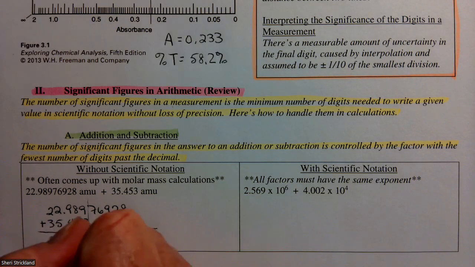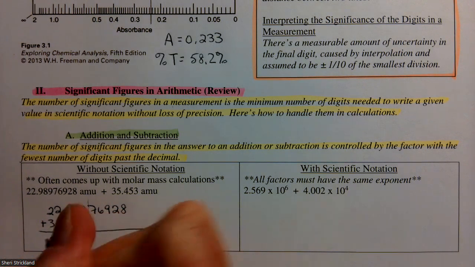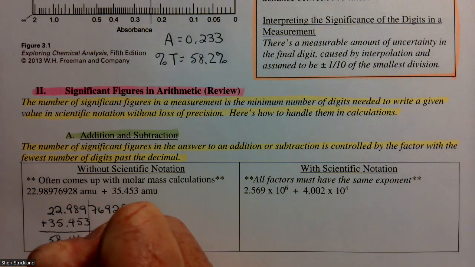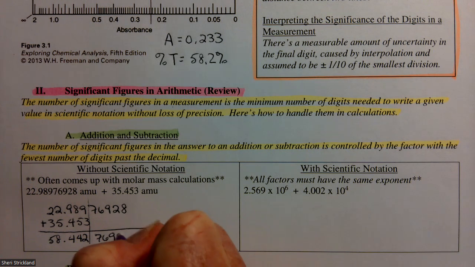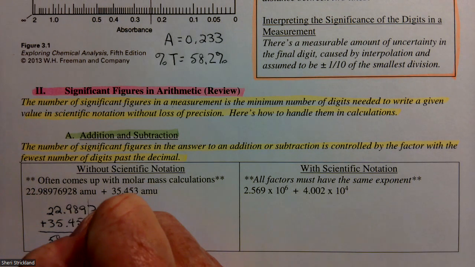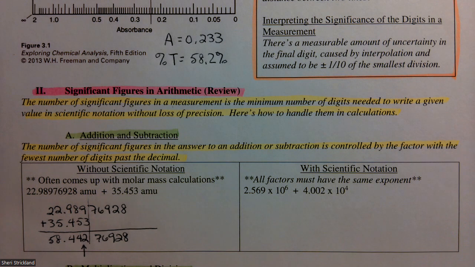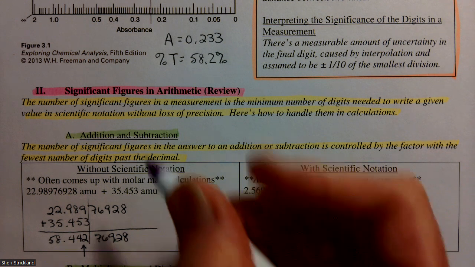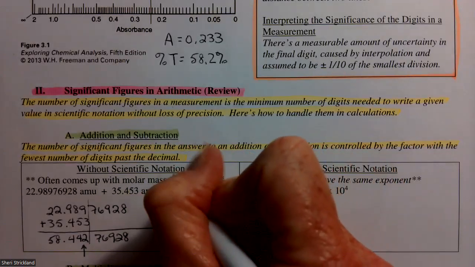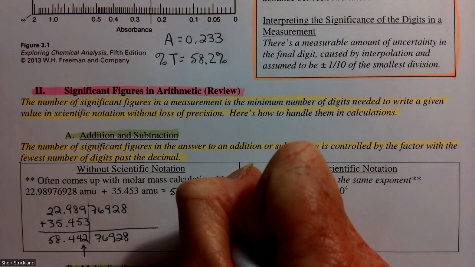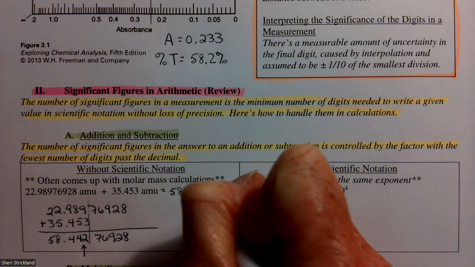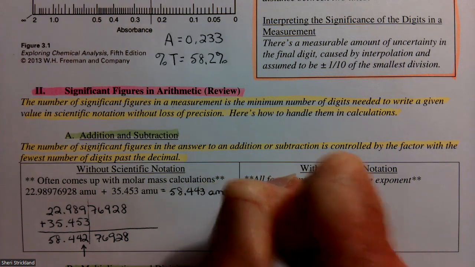All right, so this answer is 58.442, and then we've got this 76928 hanging on. And then the question, of course, is you look at this and you find out if it's okay the way it is or if it needs to be rounded up based on what comes next. And that's another one of those rules that I want you to look up. So the answer here is going to be 58.443. Sorry, 0.44, yes, 3. And then the units are AMUs, atomic mass units.